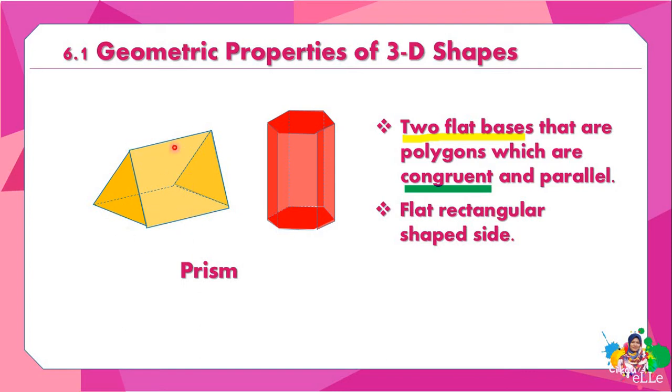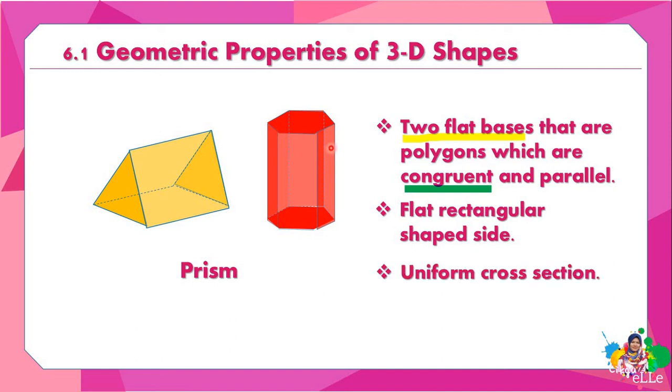Look at all the sides. Okay, this prism has 3 flat rectangular shaped sides. And this prism has 6 flat rectangular shaped sides. The number of flat rectangular shaped sides is based on the number of sides of the two flat surfaces that are congruent and parallel. This one, the congruent and parallel base has 6 sides. Therefore, it has 6 rectangular shaped sides.